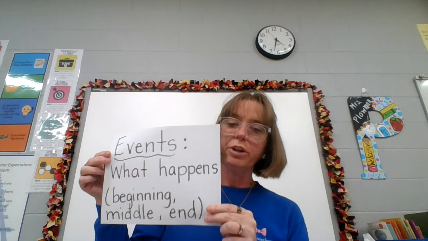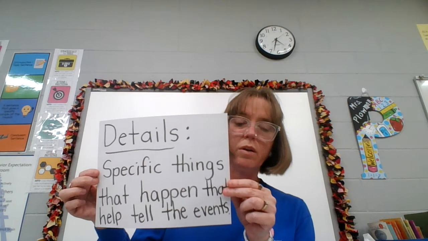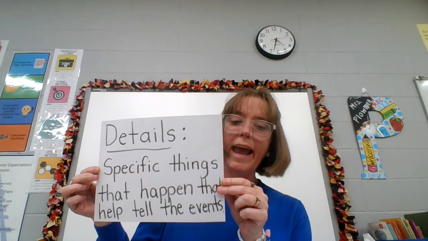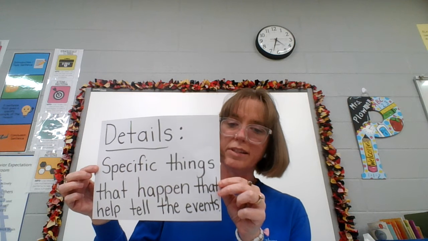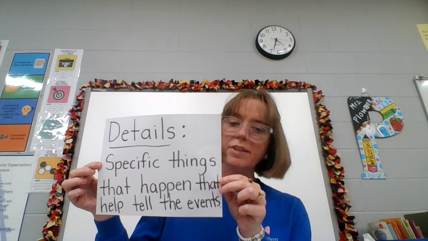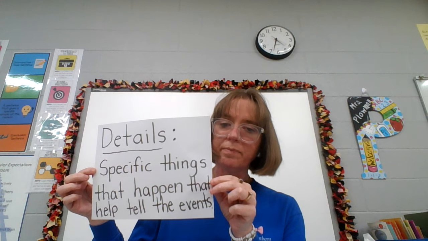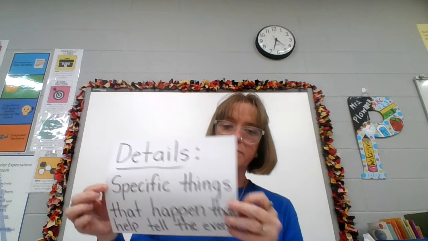It's very important when you're reading a fiction or fake make-believe story that you read it in order from beginning to middle to end so that your story makes sense when you read it. Okay, that's very important. Also, we need to talk about details. What are details? Details are specific things that happen that help tell the events in the story. All the specific things that happen that help tell the events we call details. Okay, details.